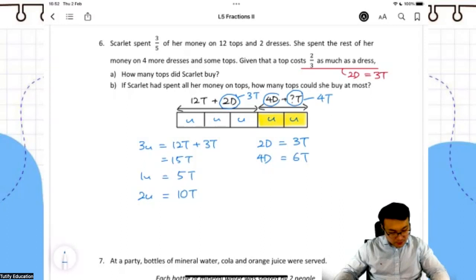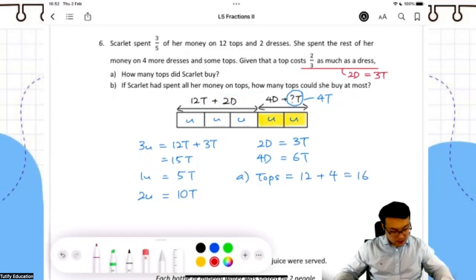Okay, so this represents 6 tops. That represents 4 tops. So how many tops? Question A is asking how many tops did she buy altogether? We know that there are 4 tops here. And what else did she buy? How many more tops did she buy, Abby? 12. Okay, so you bought 12 tops here, and there's another 4 here. So how many tops are there in total? 16. Well done. Okay, so she has bought 16 tops.